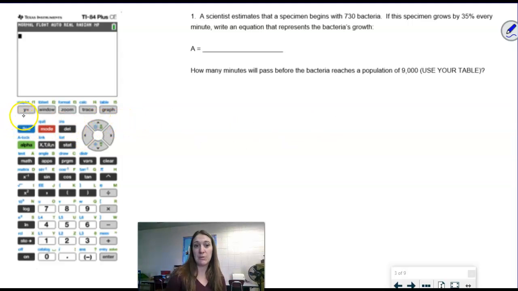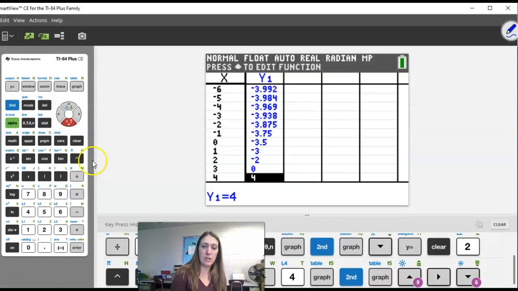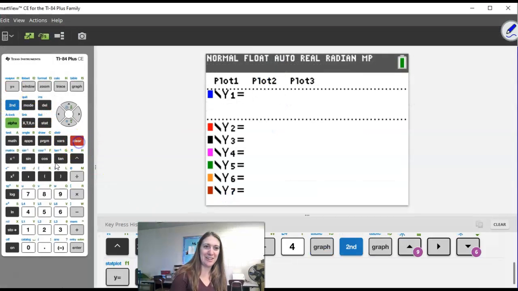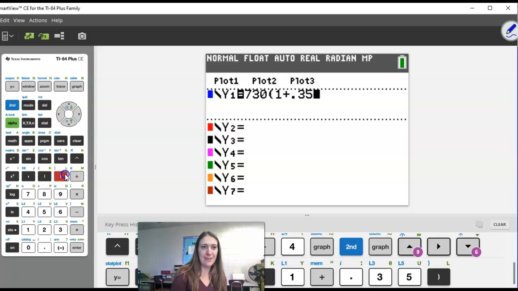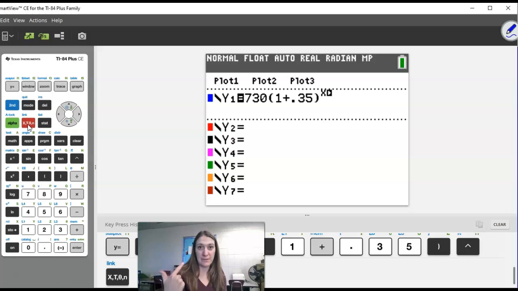So what I would do is start highlighting or circling buttons on this picture that we used. We're going to go to y equals, and we're going to type in our function, which I wrote down on the other slide, but I think I kind of remember it. We'll see. All right, 730. You don't even have to simplify the 1 plus 0.35, but you can. And then it's very important that you don't forget that to the x power. Because we're leaving time as a variable, it's going to give us a whole bunch of answers for various amounts of time. And we use that x key for the variable right there.